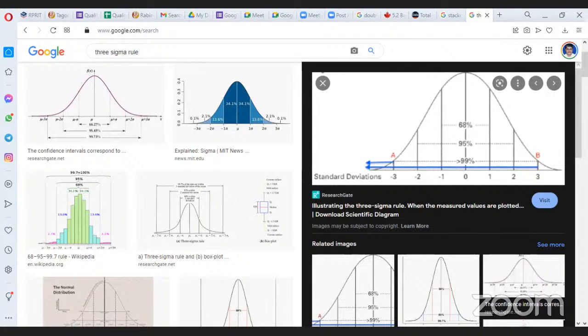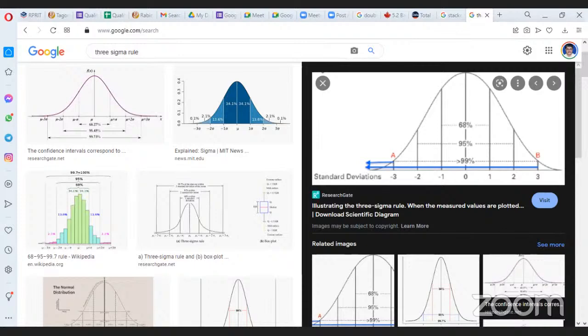Now please look at this picture. So this is the 68%, and the next one is the 95%. After that, 99.7, that is the 99% rule. So this is the 3 sigma rule.